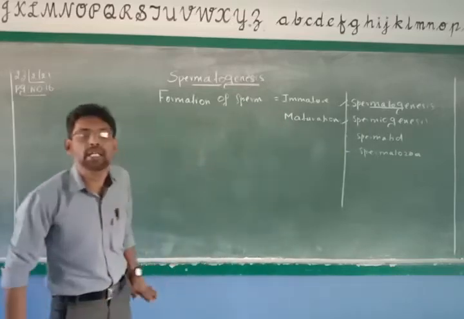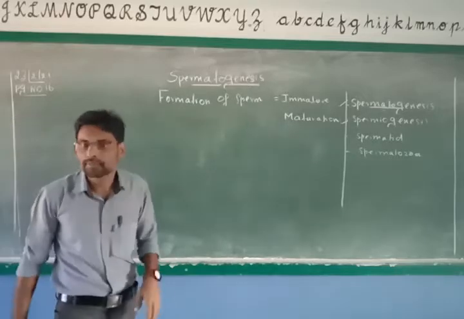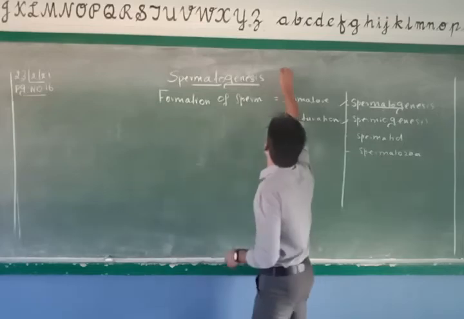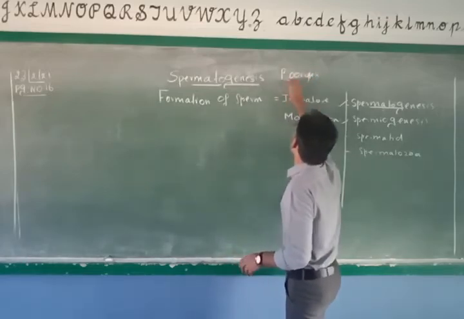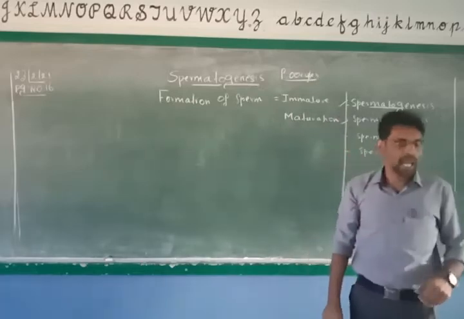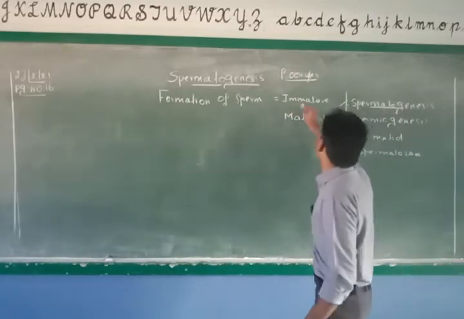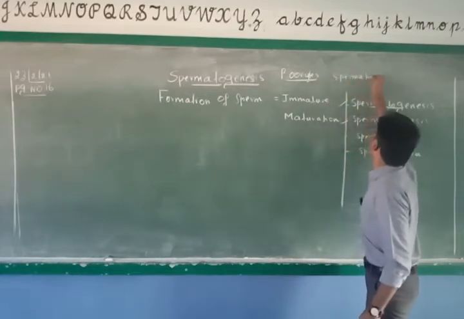In the last class we discussed that females are born with primary oocytes. Then it is being arrested. After puberty only it starts. Males are born with a cell called spermatogonia.